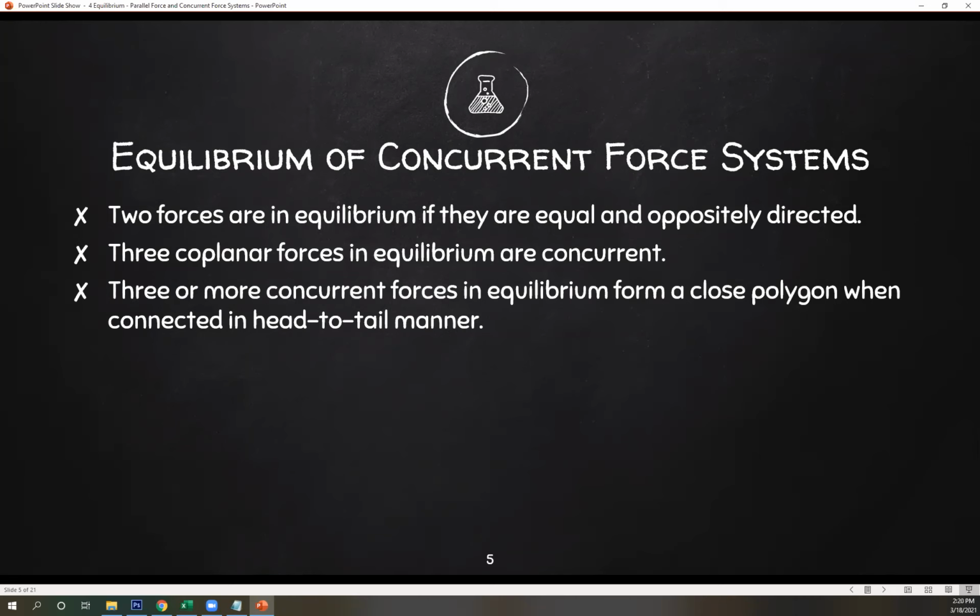And then lastly, three or more concurrent forces in equilibrium form a closed polygon when connected in head to tail manner. So you might have discussed this in your previous physics classes, where you can take the summation of forces using polygon method or triangular method using sine law and cosine law. Okay, but we're not going to do that. Instead, I want to practice with you the analytical approach for solving for equilibrium. Okay, you can try and practice it at home using the polygon method, but again, we'll use method of analysis.